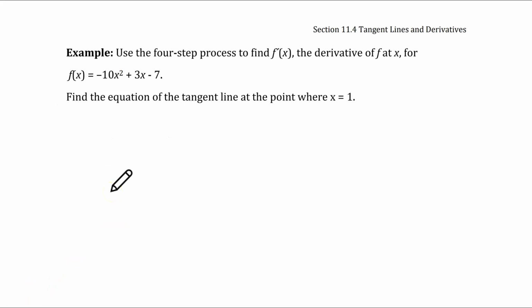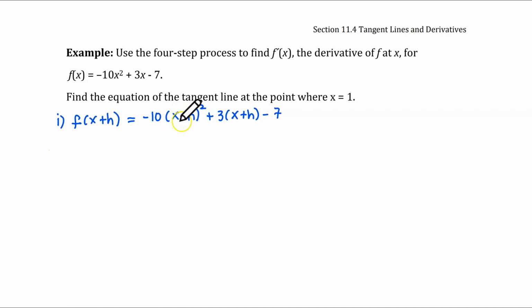Use the four-step process to find the derivative of f at x for f(x) = -10x² + 3x - 7. So as a first step, we obtain f(x + h). That means you replace x here by x + h. So you have -10(x + h)² + 3(x + h) - 7.